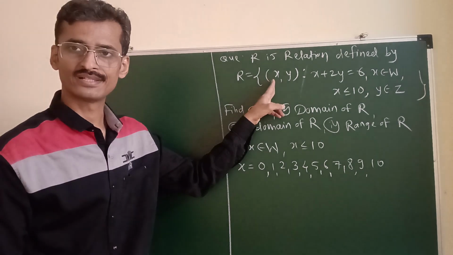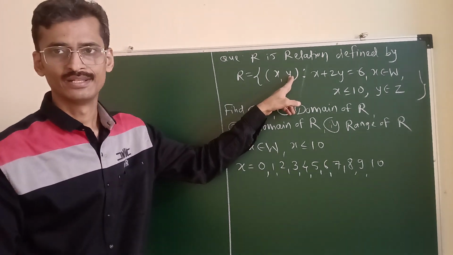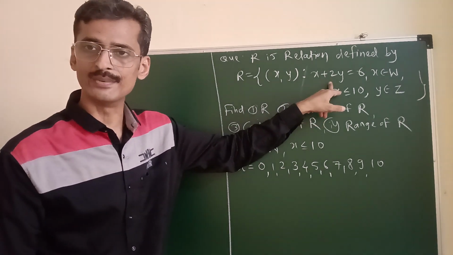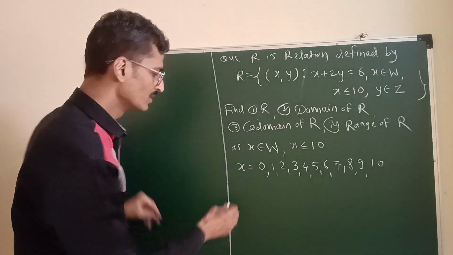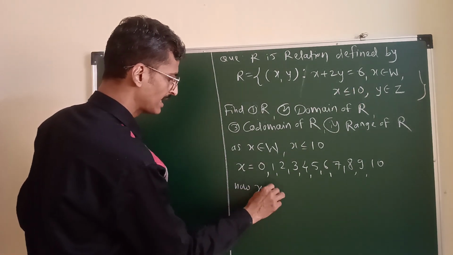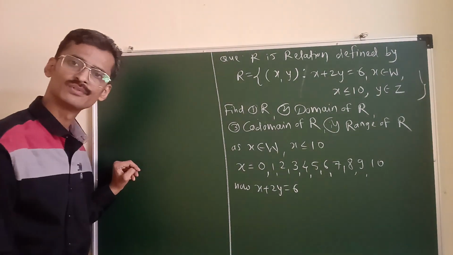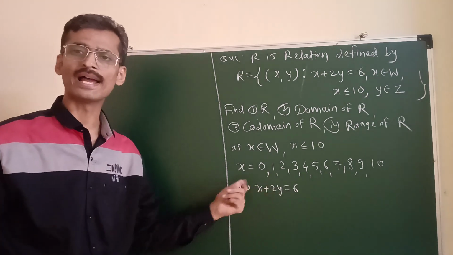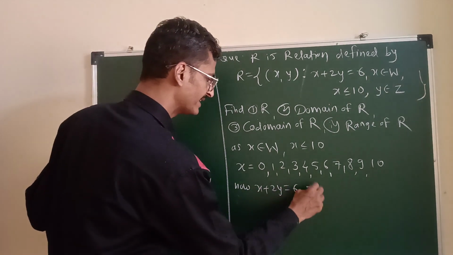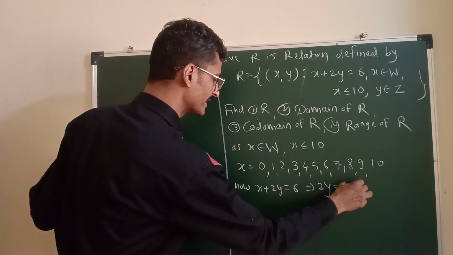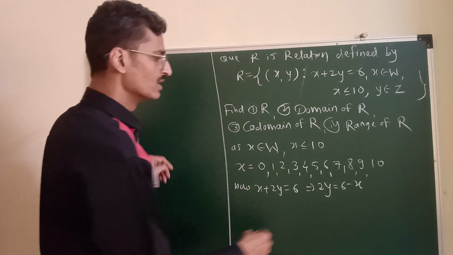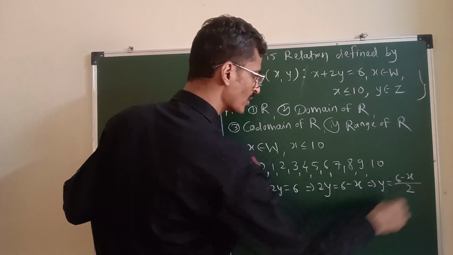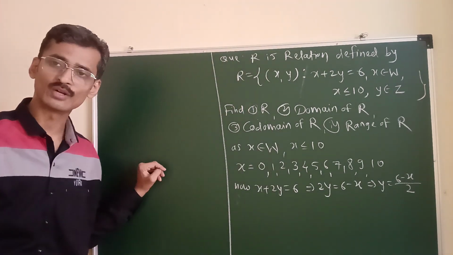So this is x. Now we want to find the corresponding y. That means for x, find the value of y. How can we find it? The relation is given: x + 2y = 6. So first find y from this x. That means we can write 2y = 6 - x, right? And so y we can write as (6 - x)/2. So write y in terms of x.